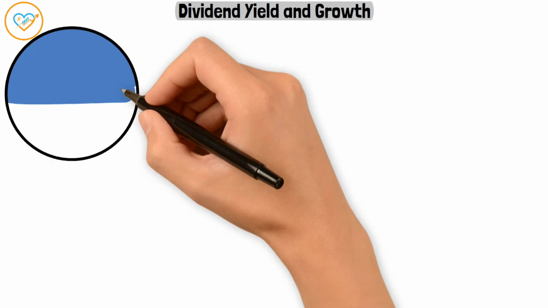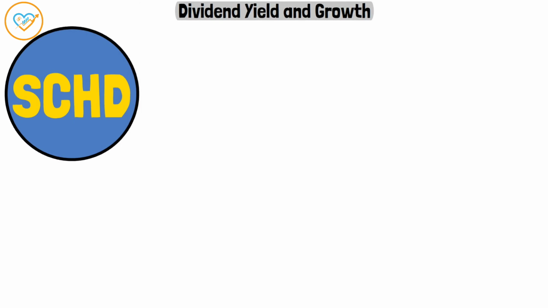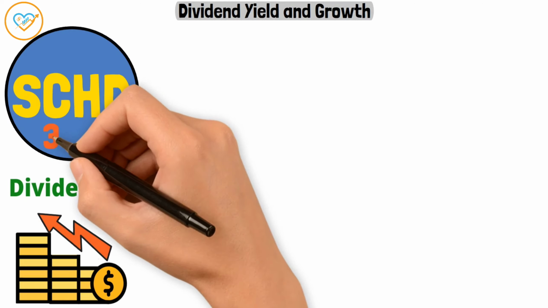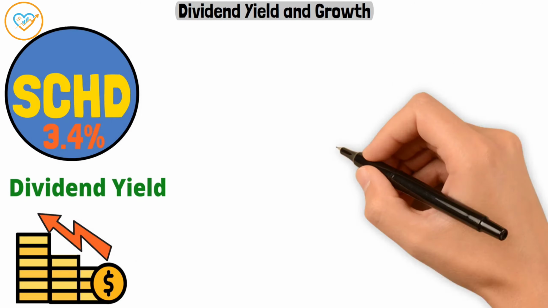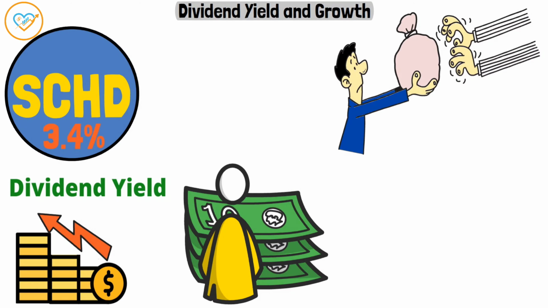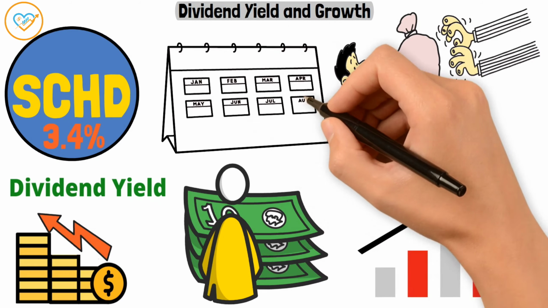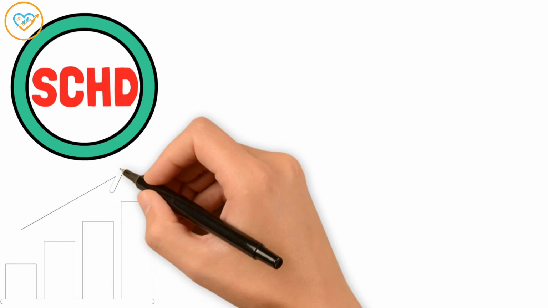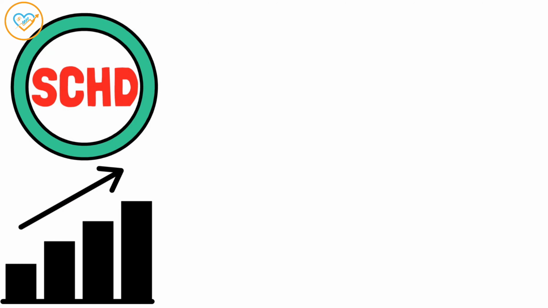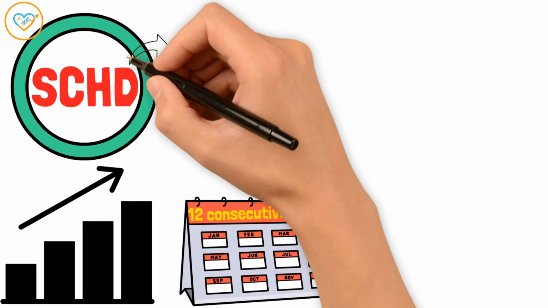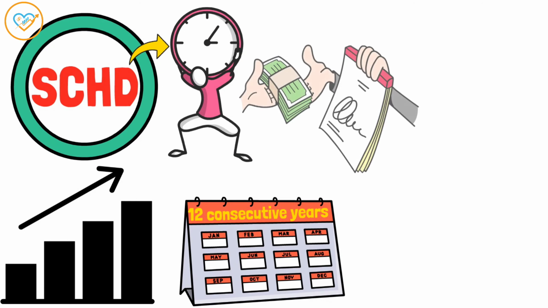Dividend yield and growth. One of the most attractive features of SCHD is its strong dividend yield and growth. Currently, SCHD boasts a 3.4% dividend yield, providing investors with consistent income. But what makes it even more impressive is its remarkable 12% dividend growth rate over the past 5 years. SCHD has also built an impressive track record of increasing its dividends for 12 consecutive years. This ongoing streak shows the reliability of SCHD as a long-term investment.